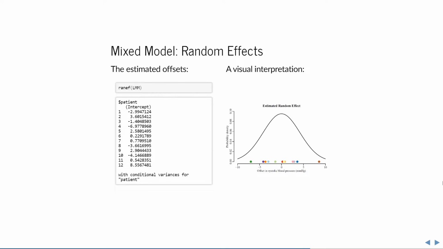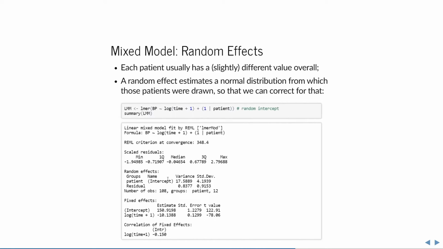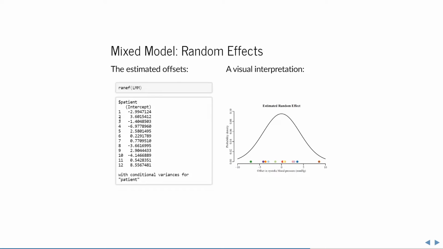Alright, so let's have a closer look at the random effect. We have 12 patients, and if we say RANF, random effect of LMM, which is the model I just made, then we can see the estimated offset of each patient. So what this means is that there was a normal distribution estimated with a variance of 17.5 or something. And then each patient has been allocated to a particular position in this normal distribution. If you recall from the first figure, the brown patient was a lot higher in blood pressure, and the green patient was a lot lower in blood pressure. And the yellow one was more or less in the center.